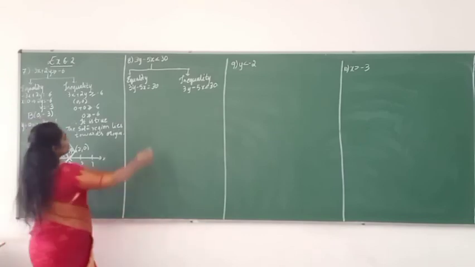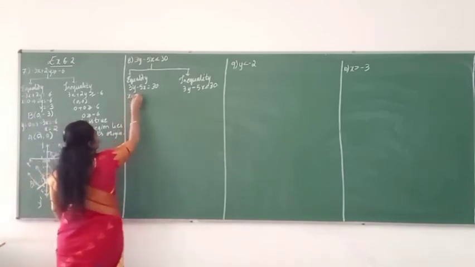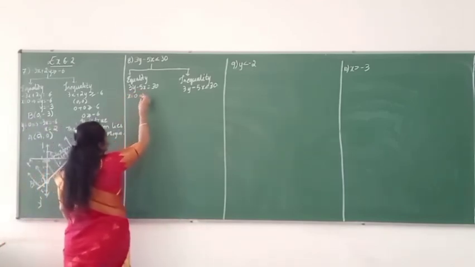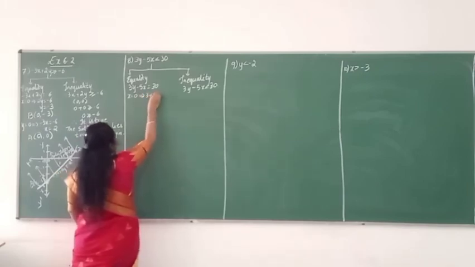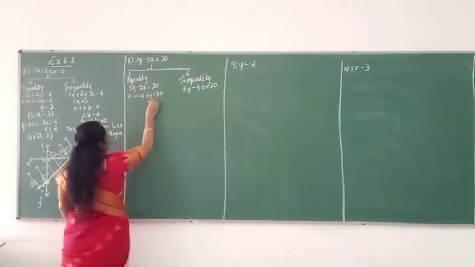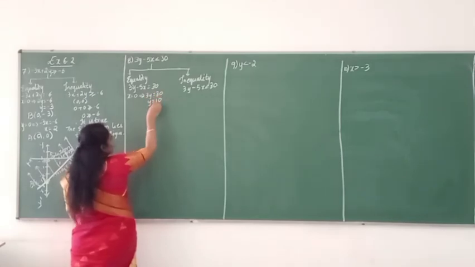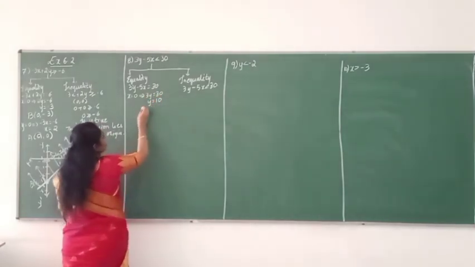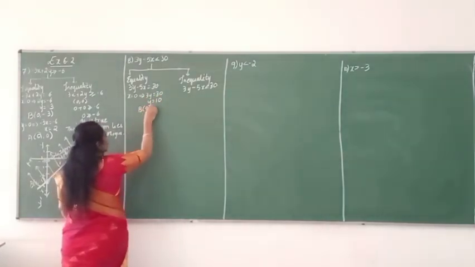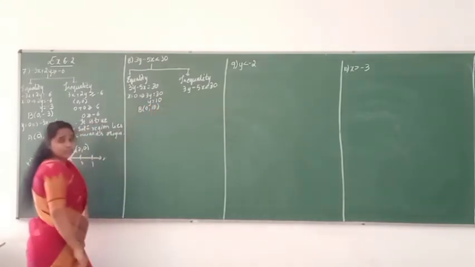Okay, now just substitute x is equal to 0. So when x is 0, 3y is equal to 30, so y is nothing but 10. 3 tens are 30. So your b is nothing but (0, 10). Is it clear?